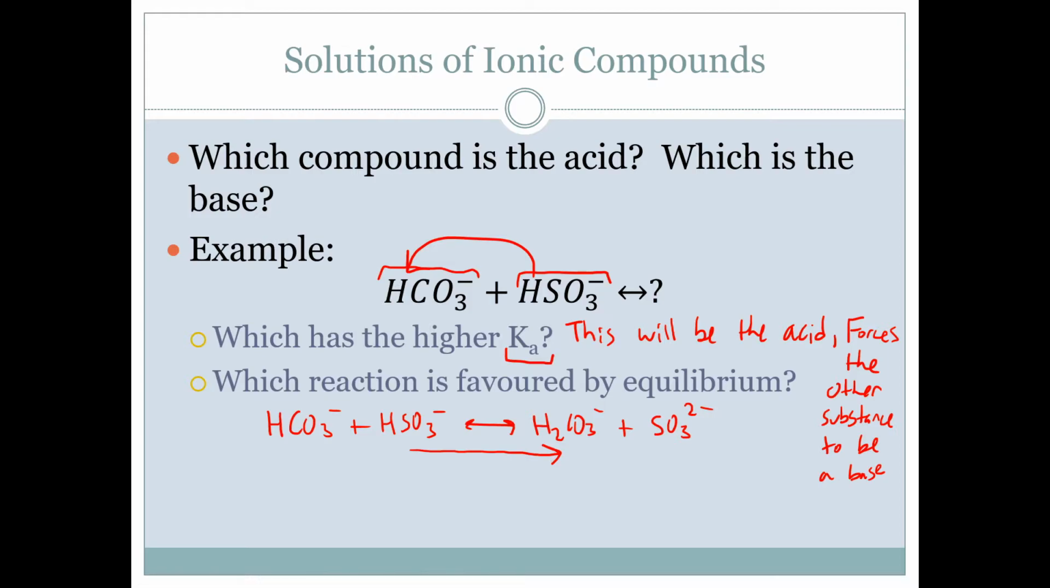Now, interestingly enough, once this equilibrium is established, the equilibrium will actually favor one of these sides. So the initial reaction creates the H2CO3 and SO3²⁻, but then because of chemical equilibrium, one of these sides is going to be more favored than the other side. Okay, so how do we figure that out?